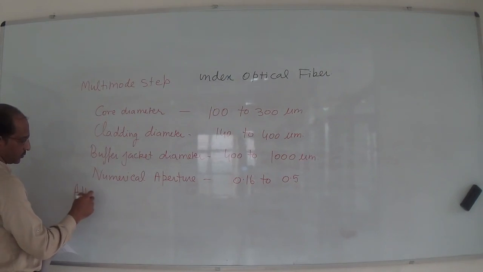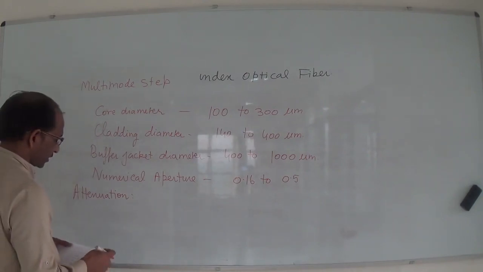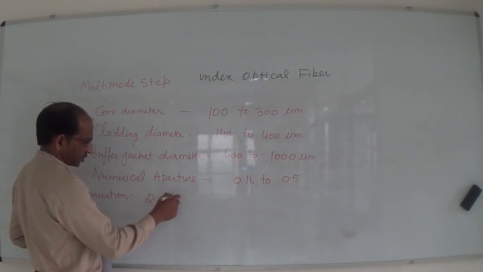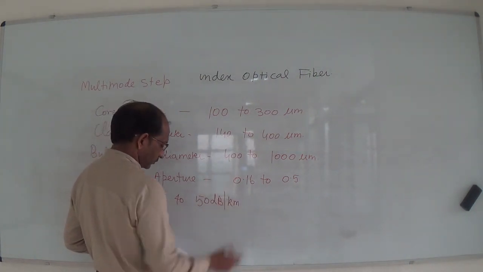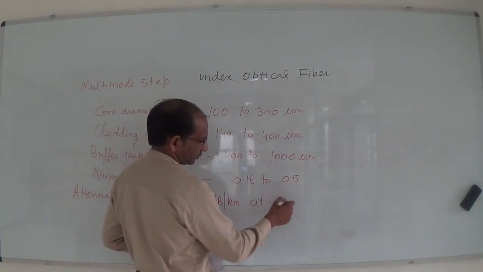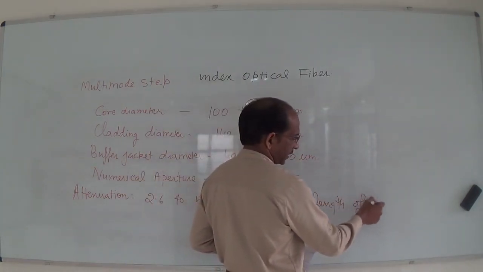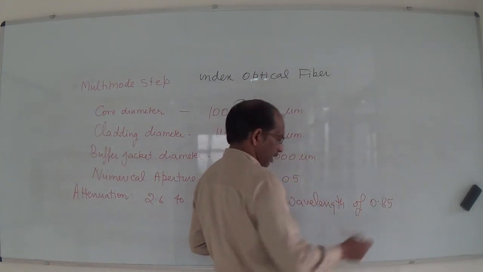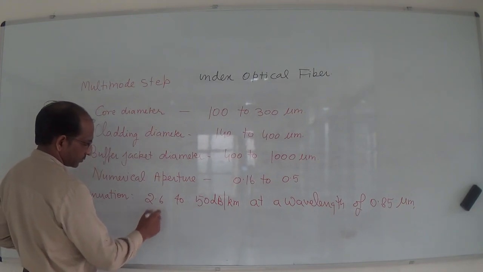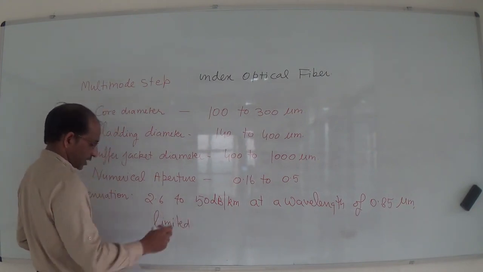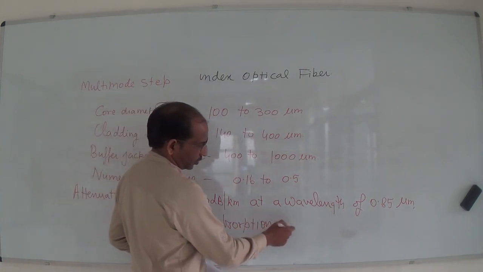Attenuation: when we talk about the attenuation in the multi-mode step index optical fiber, it is 2.6 to 50 decibel per kilometer at a wavelength of 0.85 micrometer, limited by absorption and scattering.